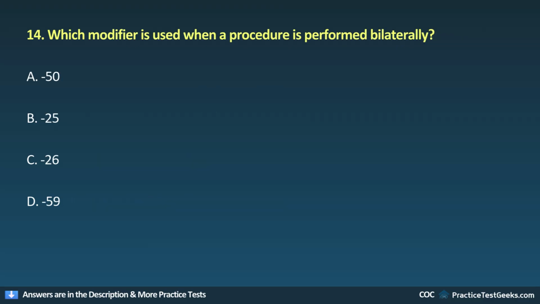14. Which modifier is used when a procedure is performed bilaterally? A. -50. B. -25. C. -26. D. -59.